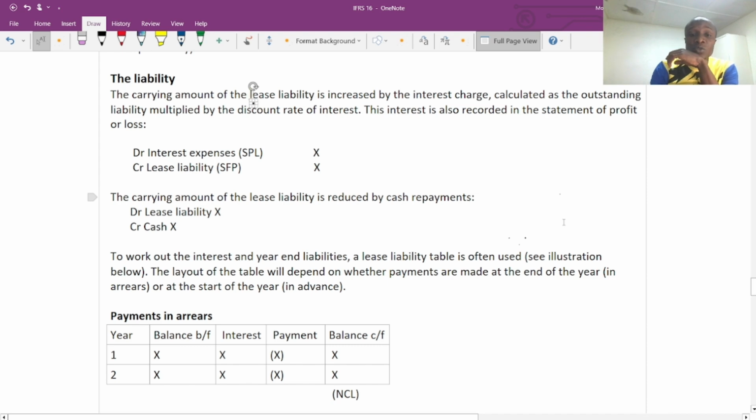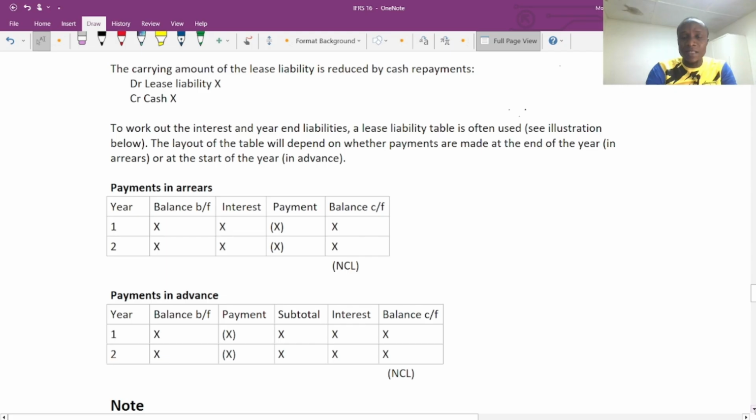Very good. Now, to work out the interest and the year-end liability, a lease liability table is often used. This is the table that we are going to use to calculate the interest and the closing liability, because the interest will be shown in the statement of profit or loss and the closing liability will be shown in the statement of financial position. Also, we are going to look at how we can split the total liability between the current and the non-current liability throughout the session.